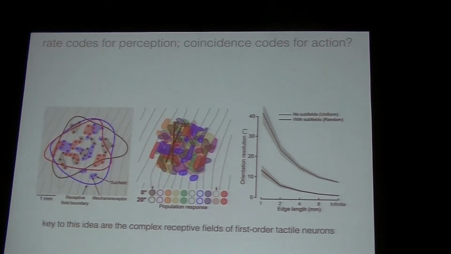And I should say in passing that key to this idea is the fact that the periphery has a particularly complex organization in terms of how first-order tactile neurons innervate the skin. I can't get into that, but these papers here, both the Eli paper and the older paper that I had with Roland, describe that concept a little more mechanistically.